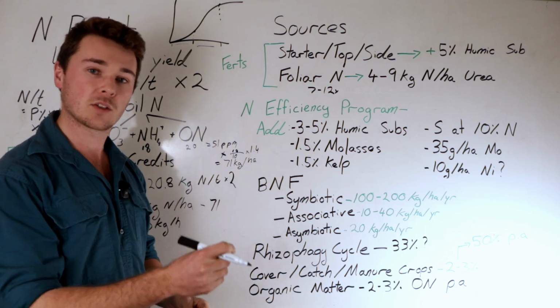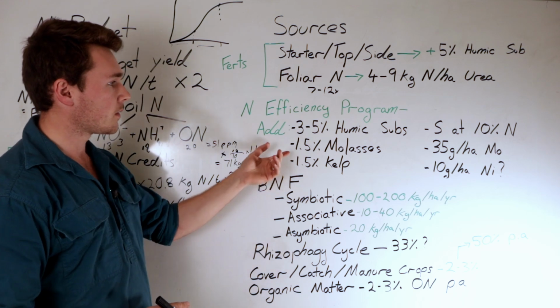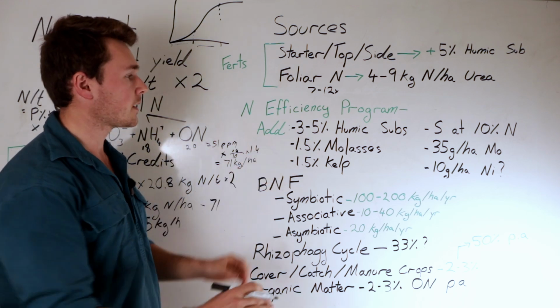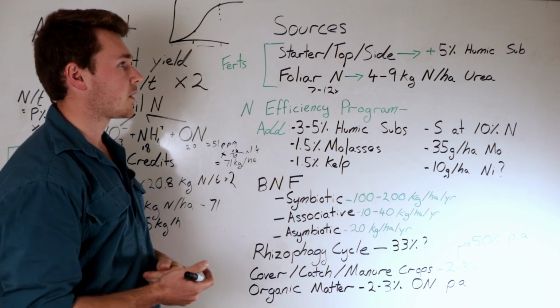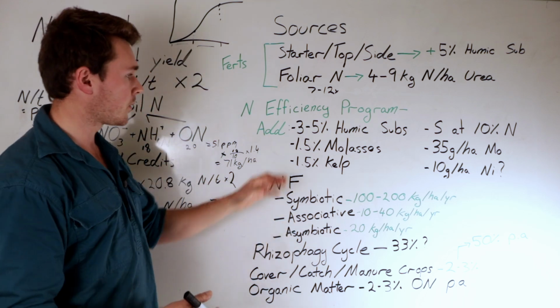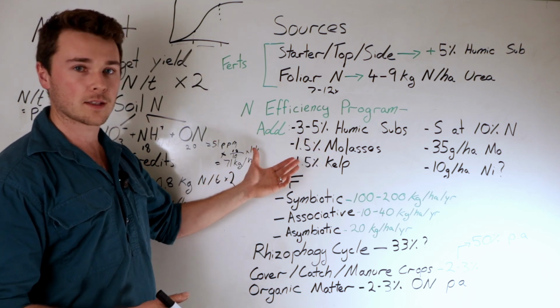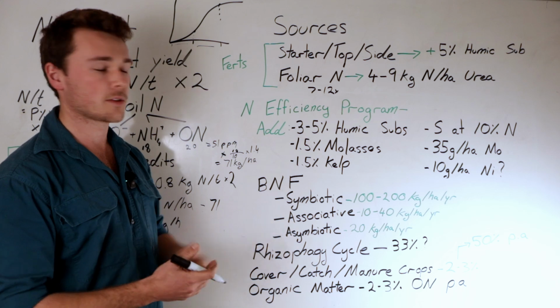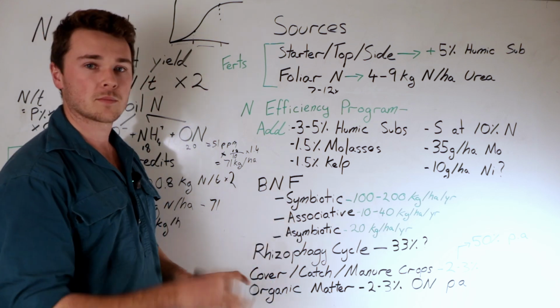So this gives the energy to our microbes or our plants to then process that nitrogen. And also this is a percentage of the nitrogen product. So say you've got 100 kilos of urea, you want 3 to 5 kilos of humic substances, 1.5 kilos of molasses, 1.5 kilos of kelp. Likewise for any other product, you're taking the kilo of it.